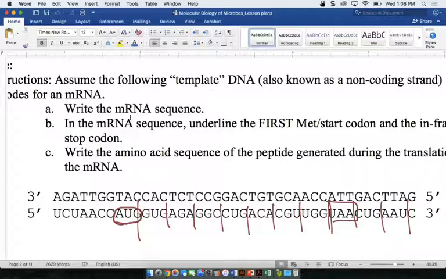What's our amino acid sequence then for this particular one? Anybody do this part? No? Yeah? So what's our amino acid sequence? And that's the first one. What's next? Val. Next? A pirate's favorite amino acid. Next?